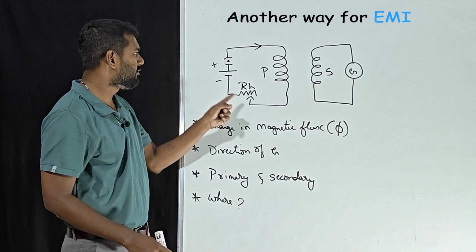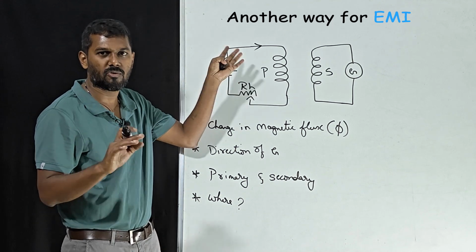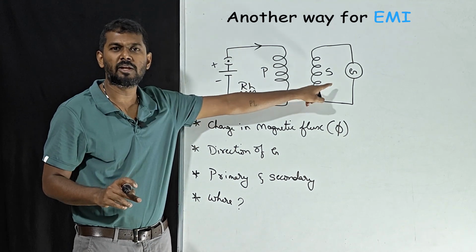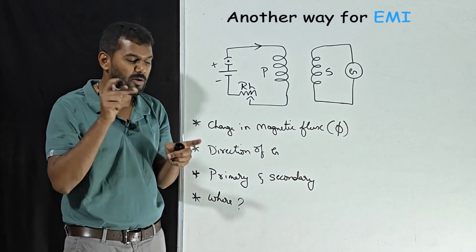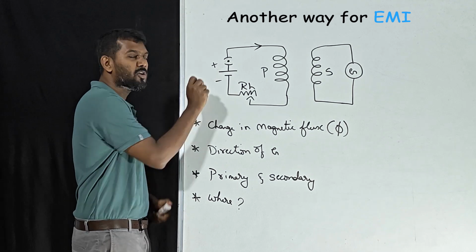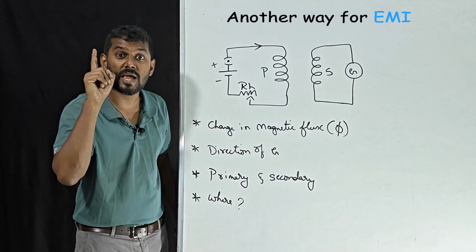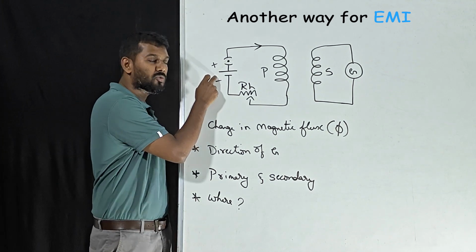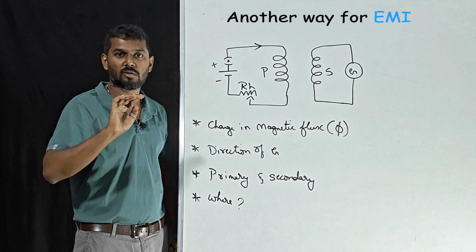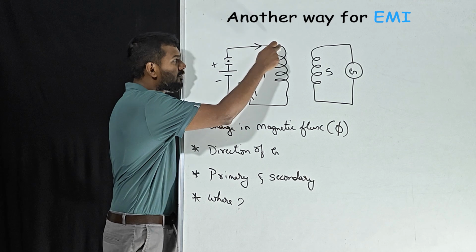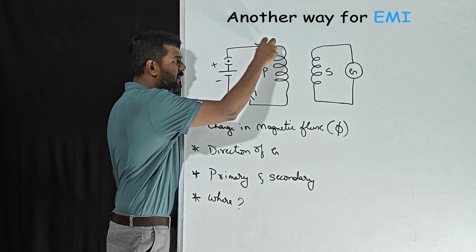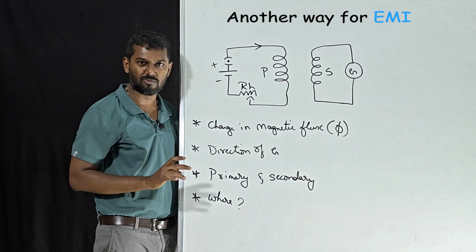Now assume we are giving 5 amperes of current. Do you think the current will be induced here? No. Why? Because what type of current are we giving? DC current. What do you mean by DC? It has a constant magnitude. That means the value of current will not change. So if the value is not changed, for 5 amperes, we will get a constant magnetic field, correct?